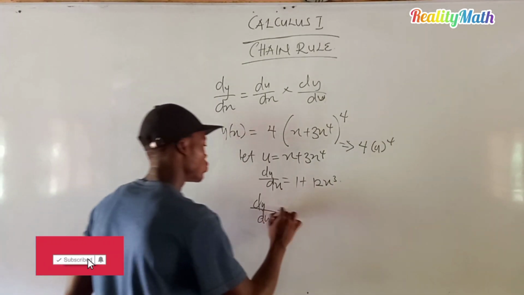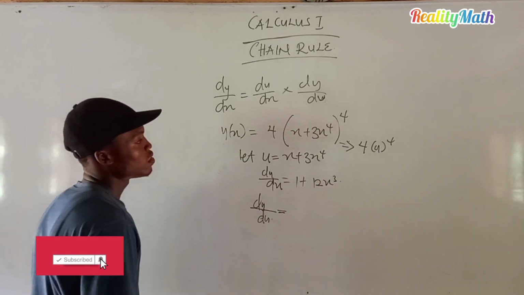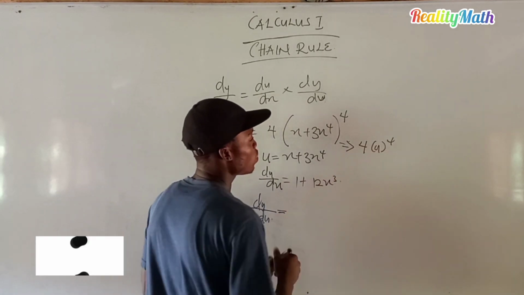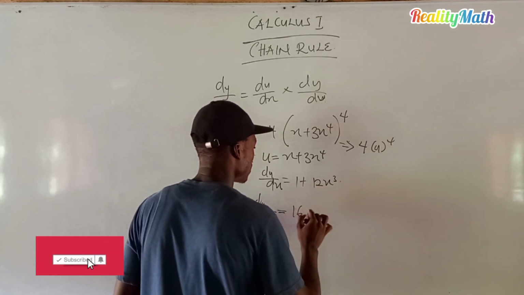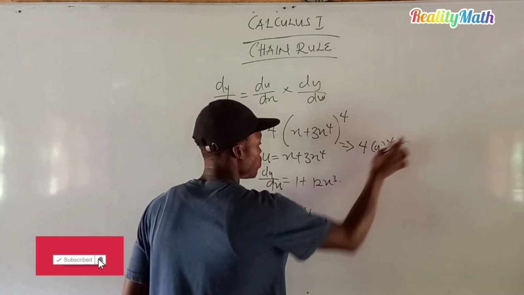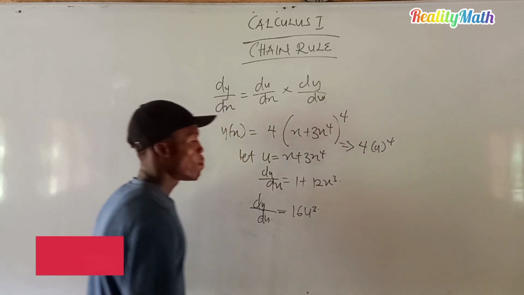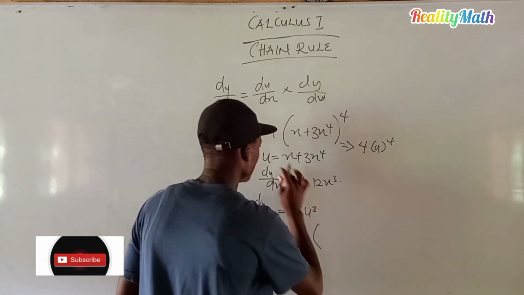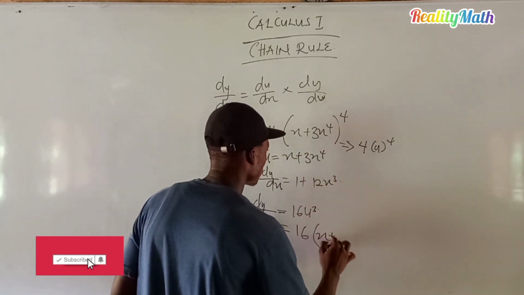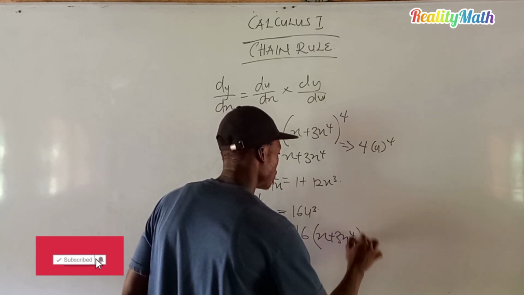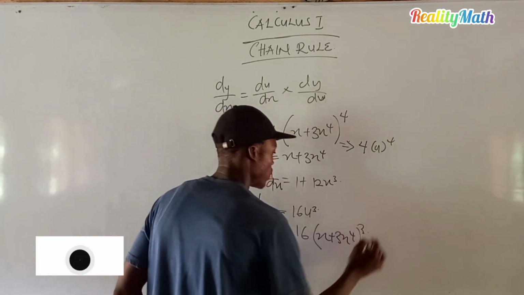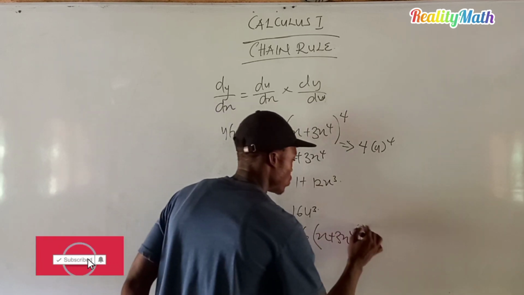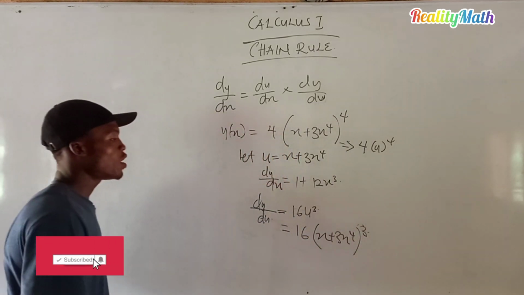Okay, so we are going to differentiate it. When we differentiate it, what do we have? 4 multiplying the 4, making 16, u all to the power 3. But we know that this is our u: x plus 3x to the power 4, all to the power 3. So what now do we have?